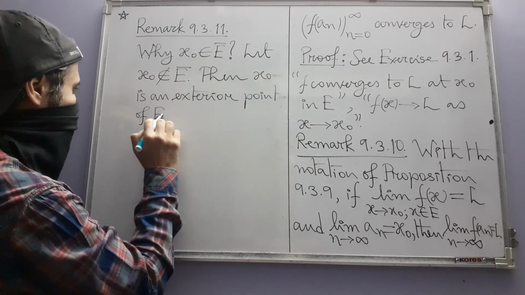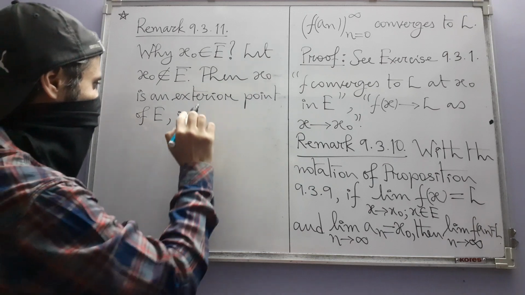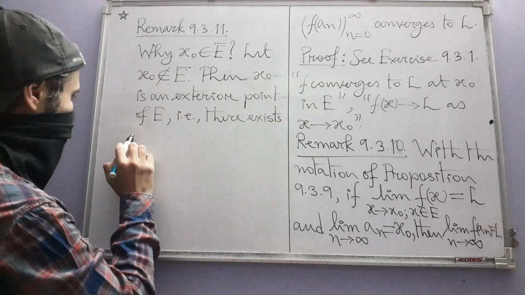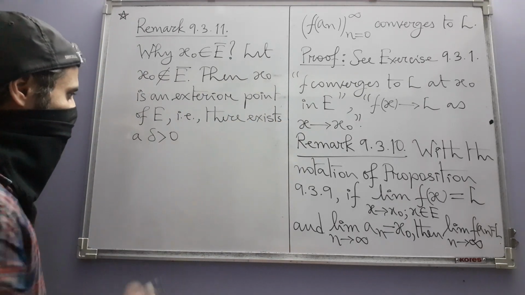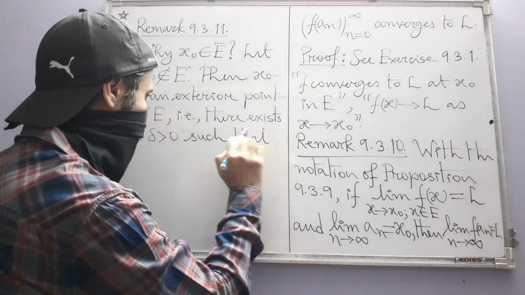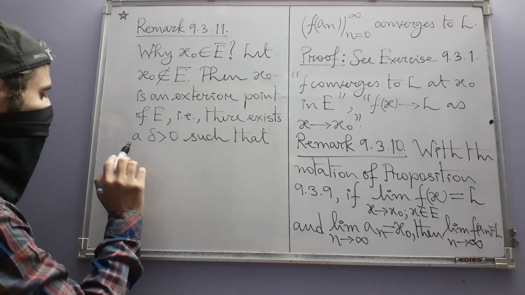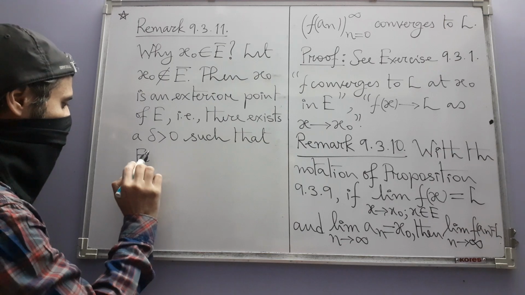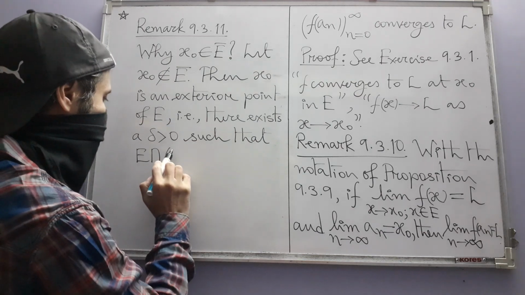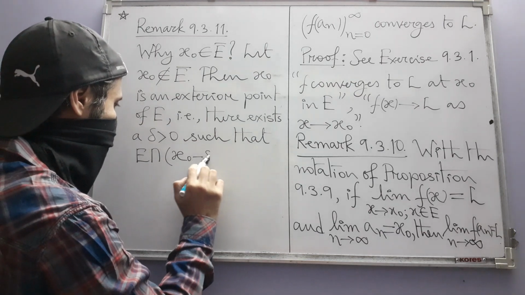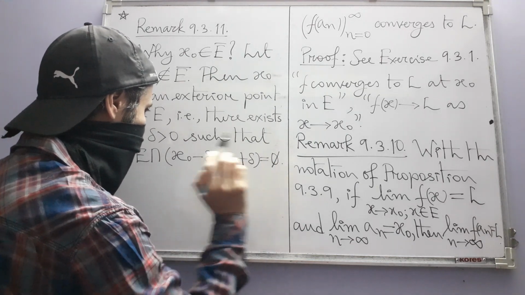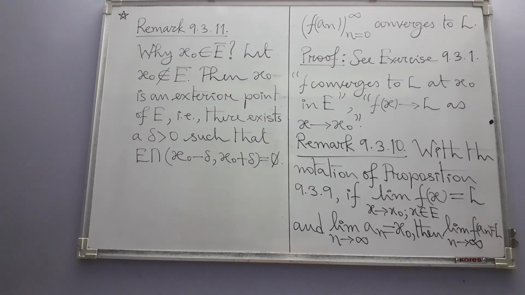Exterior point of E, i.e., there exists a positive real number delta such that E does not intersect this open interval, so that the intersection remains empty. It's a situation like this.